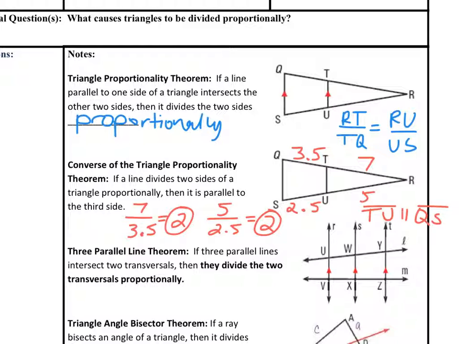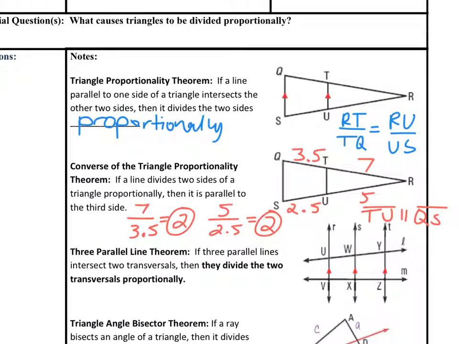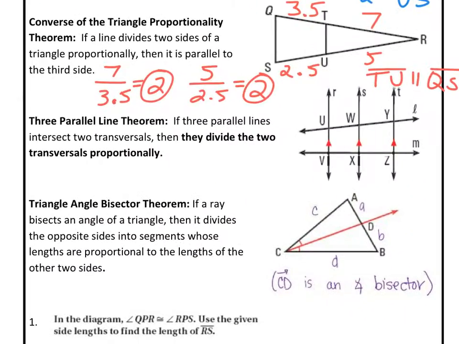This next one's super similar. If you have 3 parallel lines, it divides the transversals, the lines that are going across it, proportionally. So for this one, we could say UW corresponds to WY, and that is equal to VX over XZ. So again, we're talking about the pieces, not just the entire sides, which makes it a little bit easier and faster. This piece to that is equal to this piece to that.